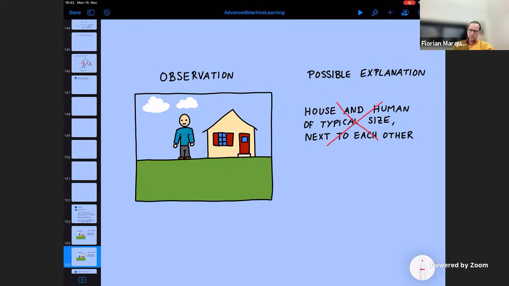We could say, well, maybe we have a giant here. But then we know that giants are not so frequent in the real world. So maybe we want to put this possible explanation in brackets. We could say, well, maybe this is a toy house. So the house is actually smaller than you might think it is. That could make sense. Or maybe this is just a matter of perspective. Maybe the human is much closer to us and it just looks like the human is standing next to the house.